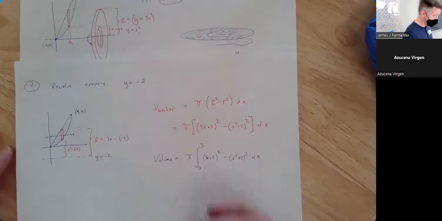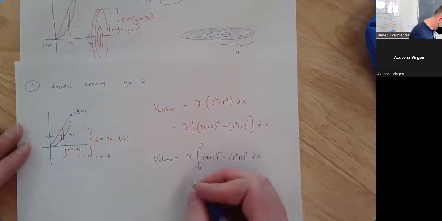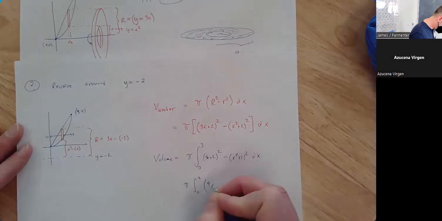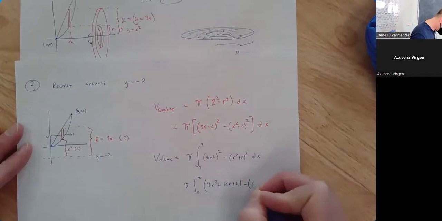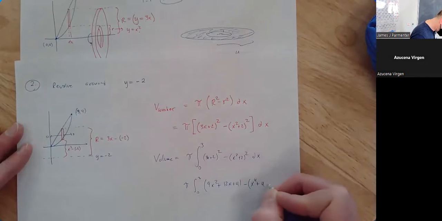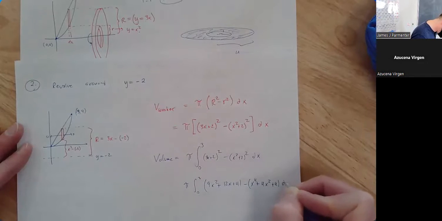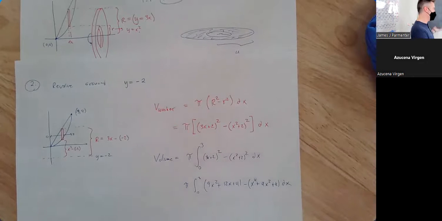And then to evaluate it, you would just multiply everything. So I'll just show you one more step because I don't want to do any more than that. But this would be 9x squared plus 12x plus 4 minus x to the 4th plus 4x squared plus 4. And then you subtract and then you integrate and then you plug in and it'd be gross.